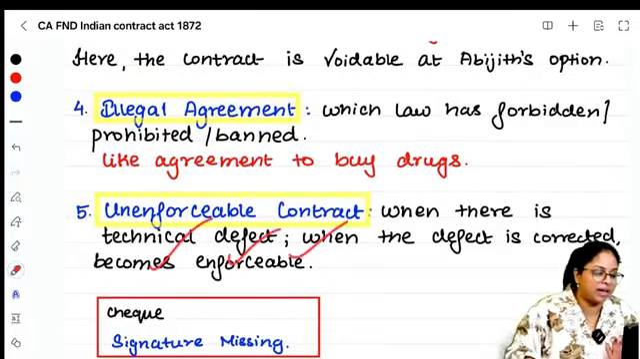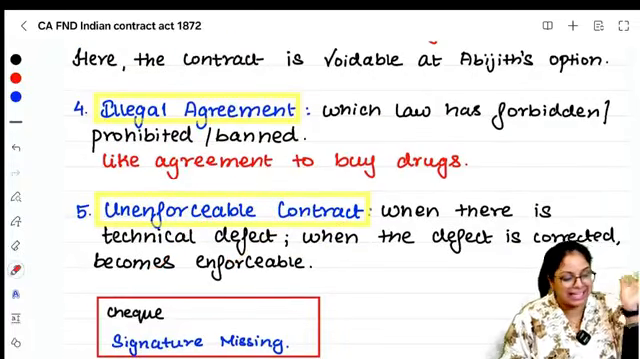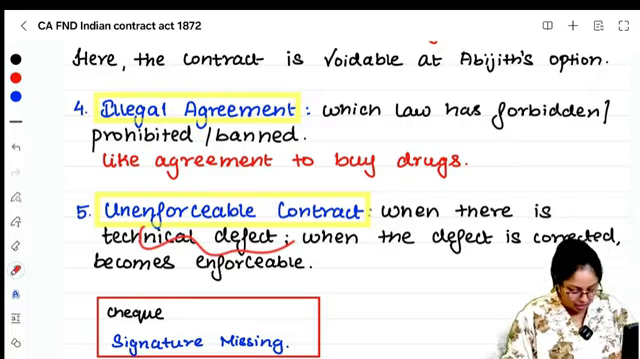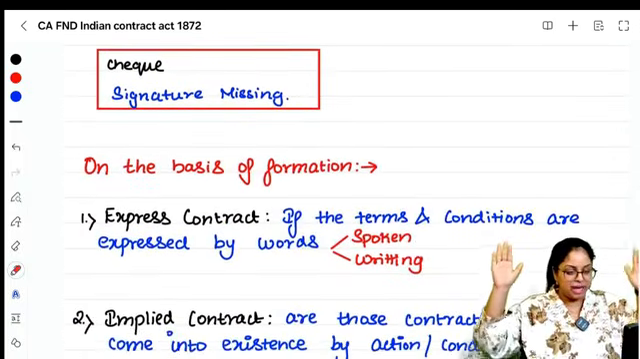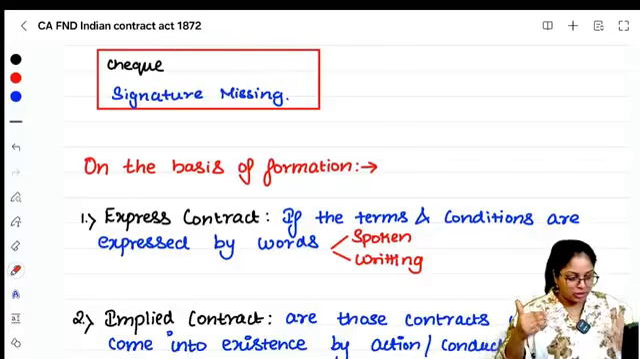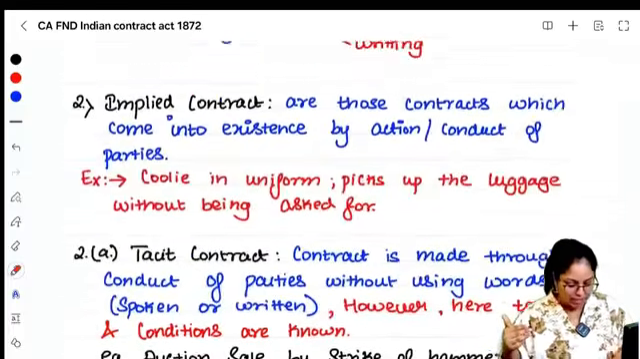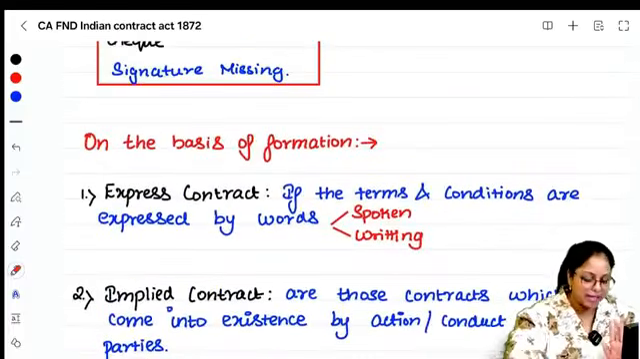What is an unenforceable contract? One which has a technical defect. I think till here we completed. Now we have to start from express, on the basis of formation, and complete it. Very simple, quickly we can finish it.